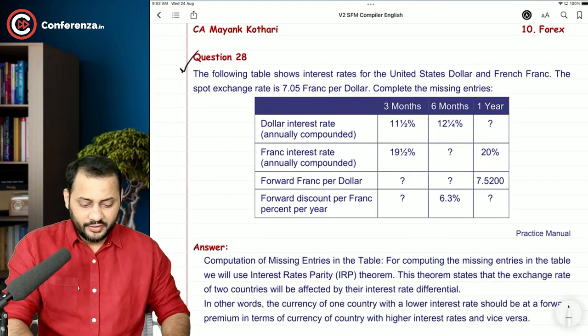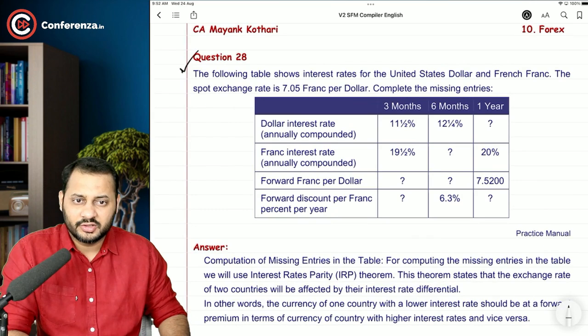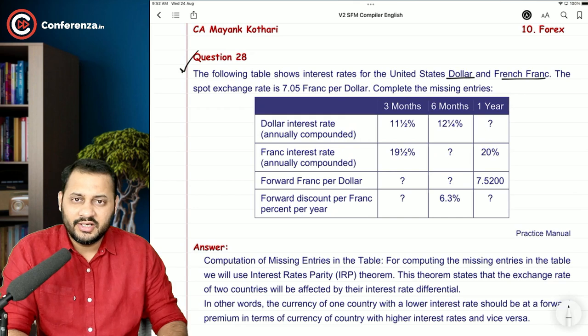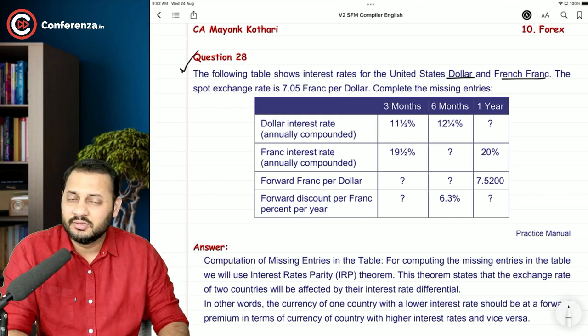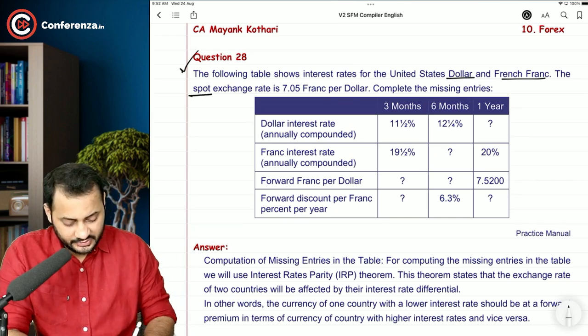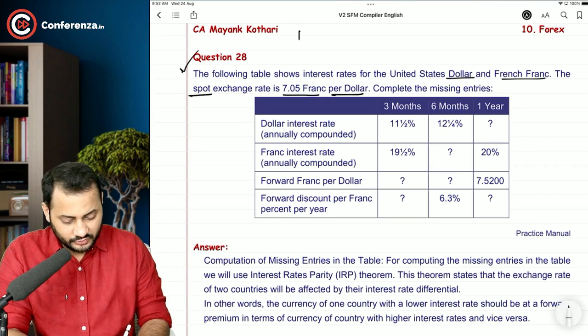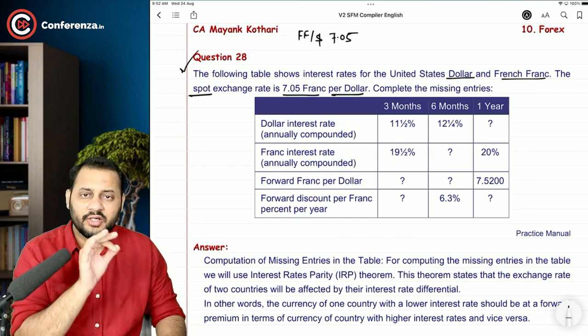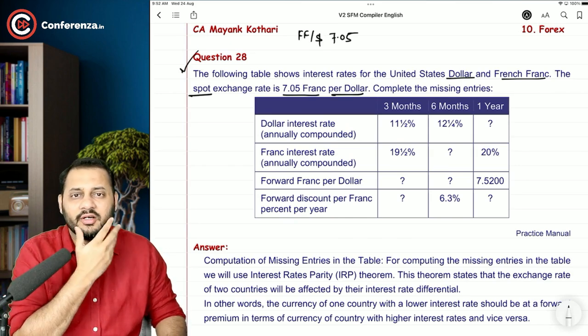Have a look. The following table shows interest rates for the United States dollar and the French franc. Okay. So Indian rupee is not in this particular question. The spot exchange rate is 7.05 franc per dollar. You can clearly see the spot rate is franc per dollar. So it is like this: French franc per dollar 7.05. And in this entire question, no data related to the home country and foreign country is given.